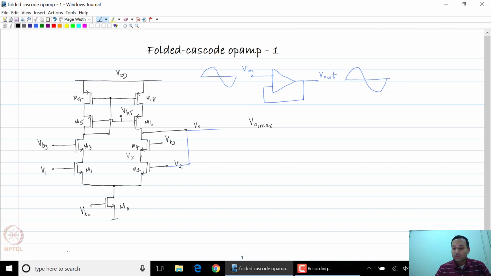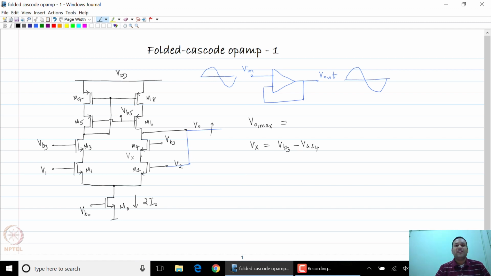So the maximum value, so let us say VO is now starting to increase. So as VO starts increasing, as you can see, Vx is at a constant voltage, which is given by VB3 minus VGS4. So Vx is always at this constant voltage. Of course, I'm assuming that there is a total current 2 I0, so that there is a current I0 each through M1, M2, M3, M4, etc. Okay, and this is the value of Vx.